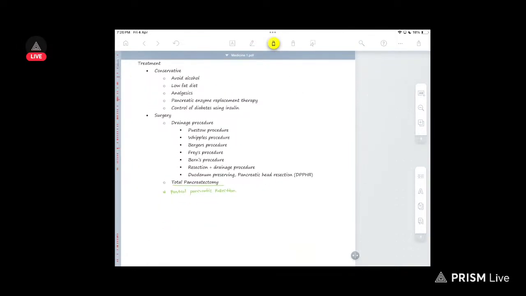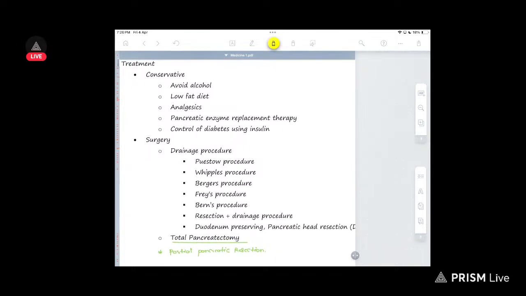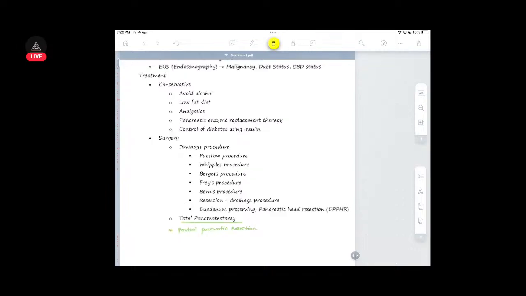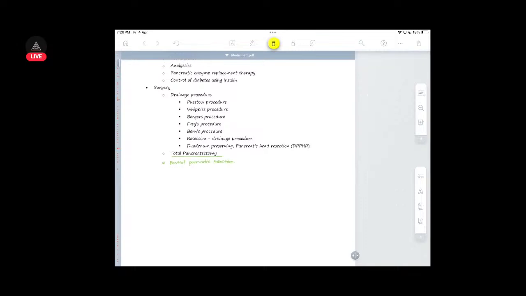So treatment: you can have conservative treatment in which you have to avoid alcohol, eat a low fat diet, use analgesics, pancreatic enzyme replacement therapy, and control the diabetes using insulin. Then surgery. You can do drainage procedures like the Puestow procedure, Whipple's procedure, Beger procedure, Frey procedure, Bern procedure. All of them you can do. But Whipple's procedure is, I think, the one most commonly done for the pancreas, I feel.